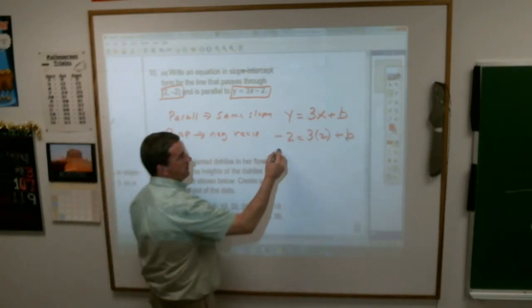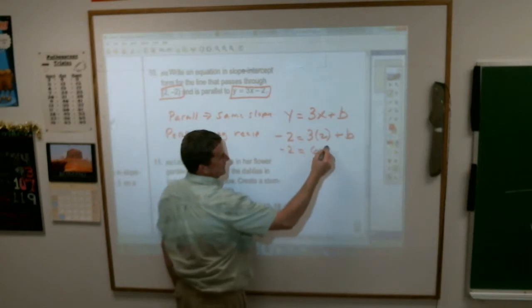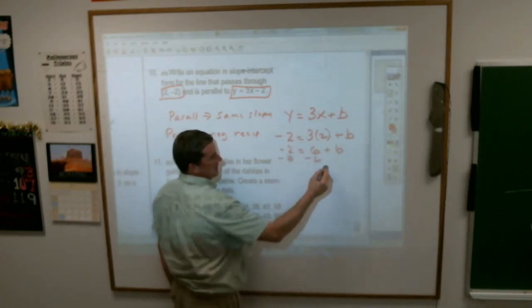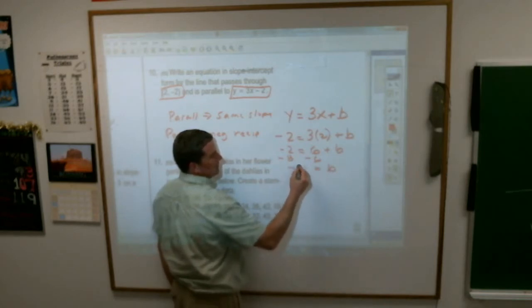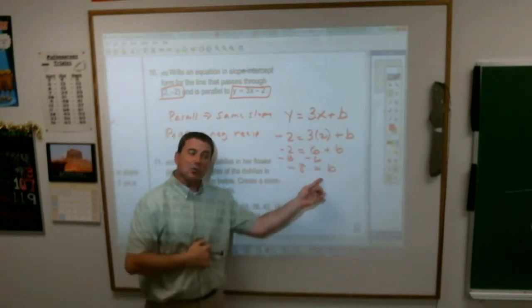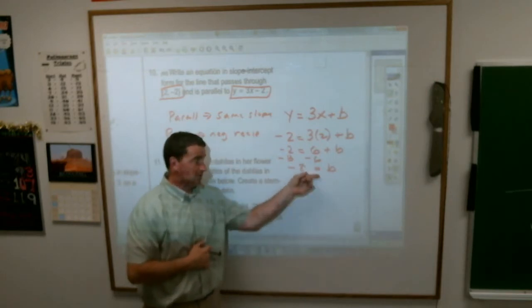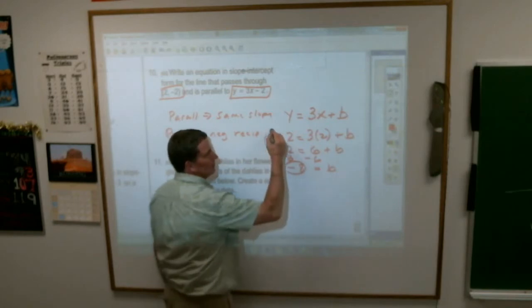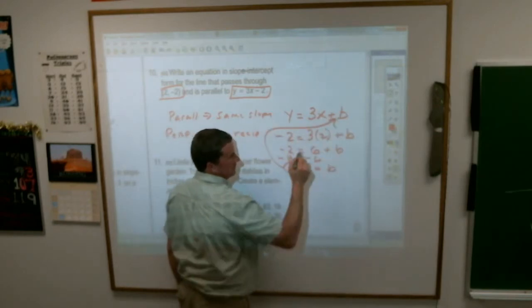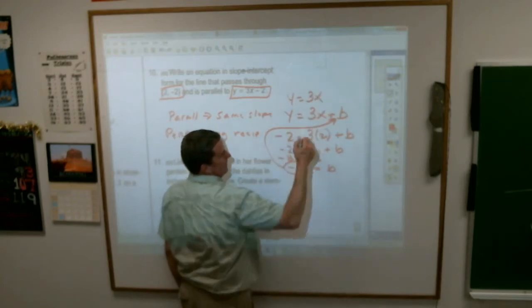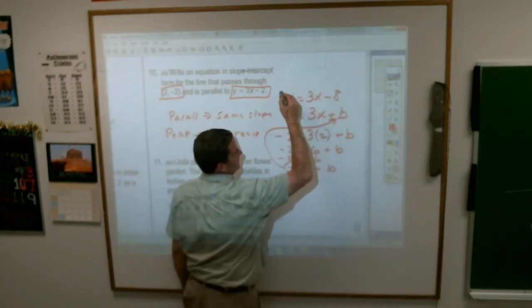So you end up with negative 2 equals 6 plus b, subtract 6, b equals negative 8. This is not your answer, because that's not an equation of a line. That's just what b is. You then need to take your b and put it back into where you needed it to start off with. So the equation of the line is y equals 3x minus 8.